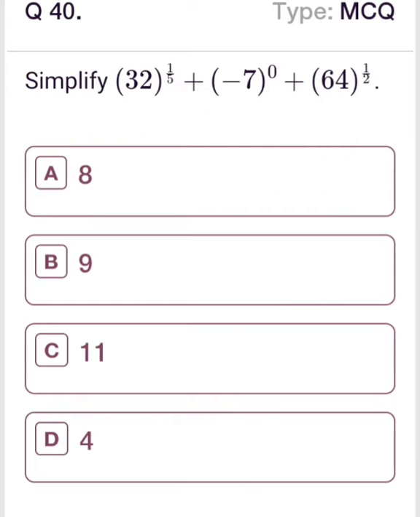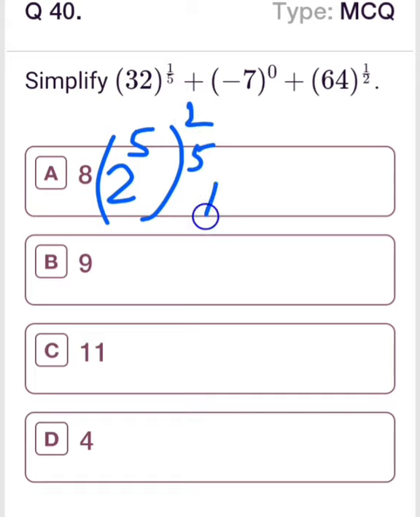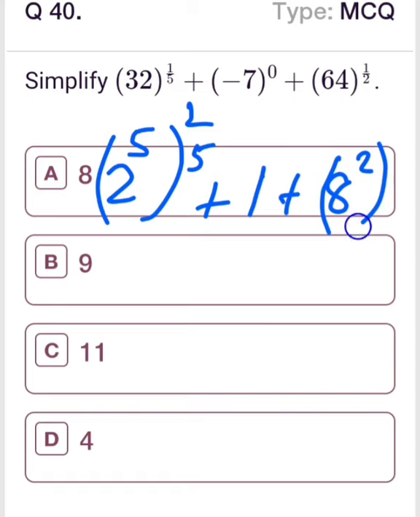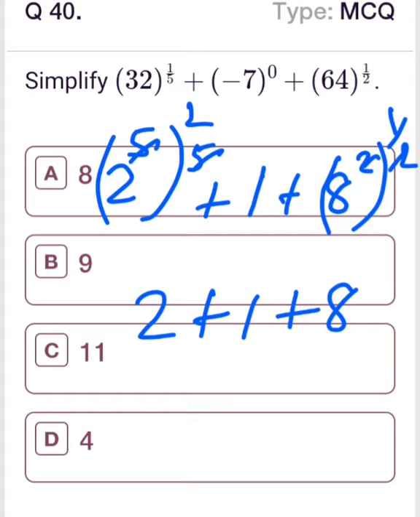32 power 1 by 5. So what can I write? 2 power 5 is 32 and power 1 by 5 is this. Any number having power 0 is 1. This is 64 power 1 by 2. So 8 square is 64 and power 1 by 2. So 5 and 5 cut, 2 and 1, and plus 8. 8 plus 1 is 9, 9 plus 2 is 11.